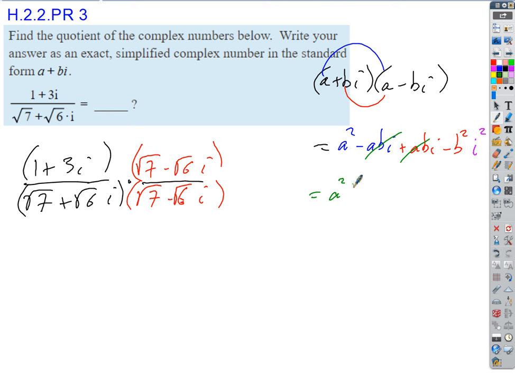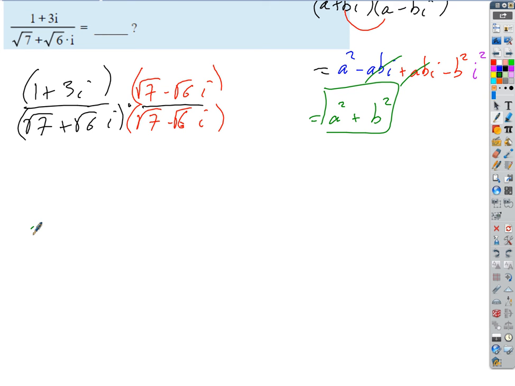Plus b squared, right? Because that's all that does is change the sign of that term. So we always get a squared plus b squared every time. You don't have to go through the process every time. You know on the bottom, that's going to happen. So that allows me to go a little quicker on the bottom.